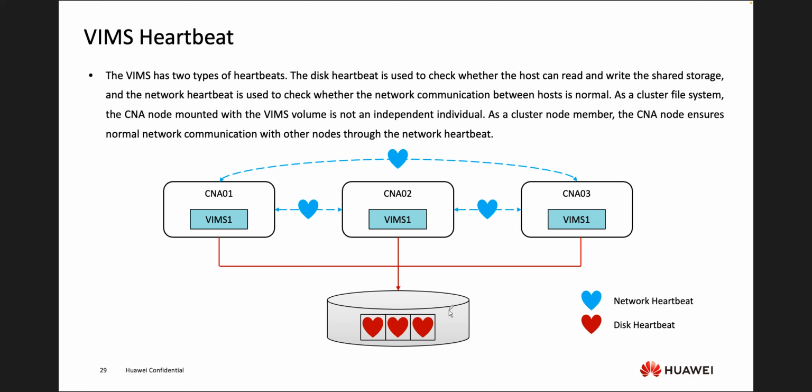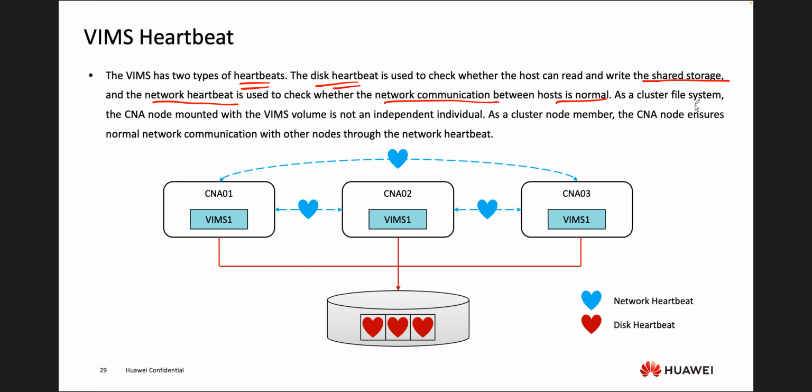And so when we look at the VIMS, how it connects again, it has two types of heartbeats. It has a heartbeat to check whether the host can read and write shared storage, right, from that pool. And it has a network heartbeat to check whether the network communication between the hosts is normal. So those are the two heartbeats.